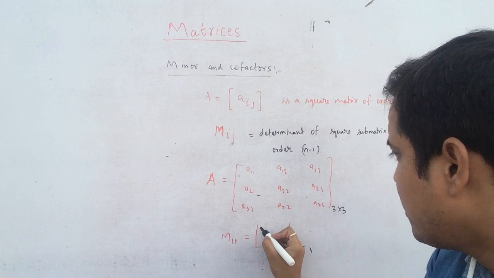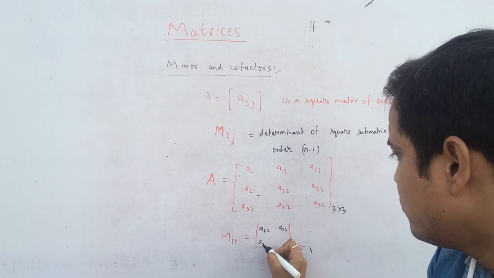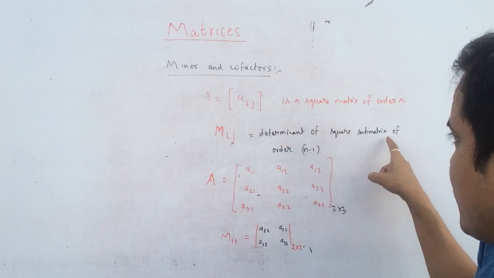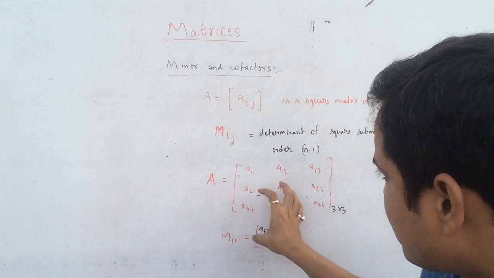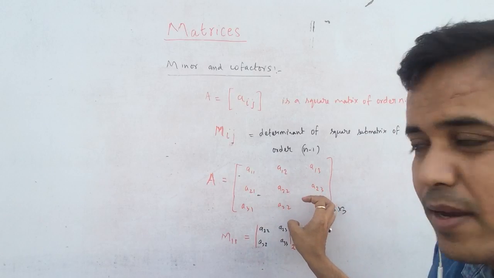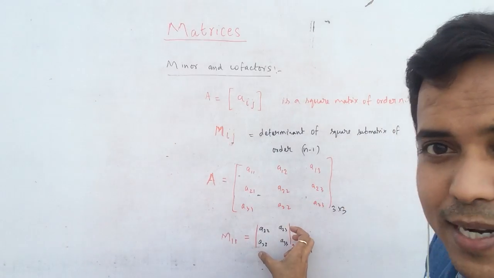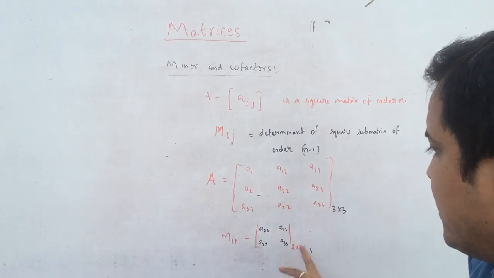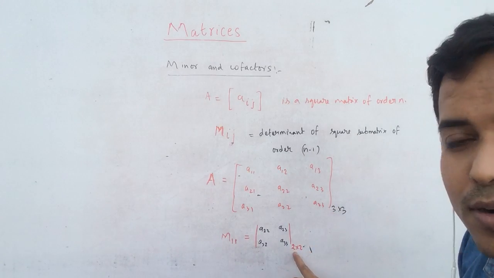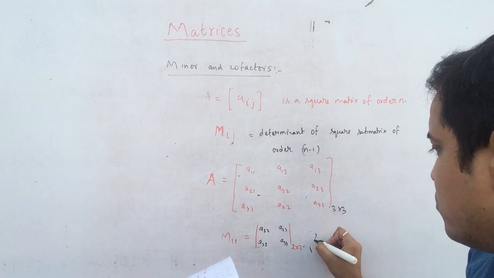So what would you get here? You get A22, A23, A32, A33. This is the determinant of the square submatrix A22, A23, A32 and A33, and you are taking the determinant of this submatrix. It has order n minus 1, meaning the matrix has order 3 cross 3, so the submatrix would have order 2 cross 2. Are you getting it? So let's do M12.